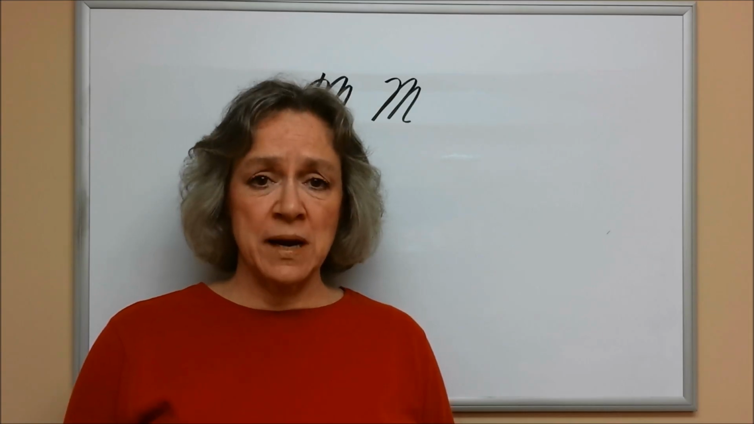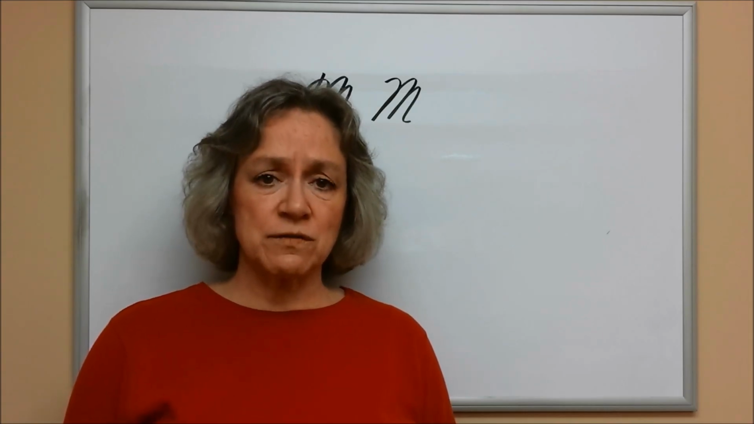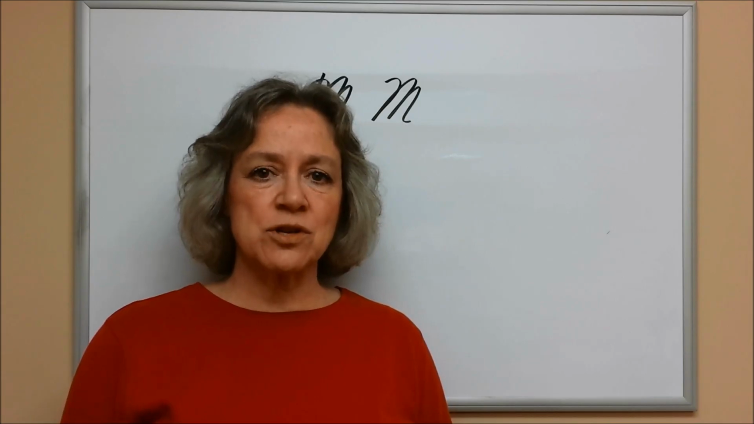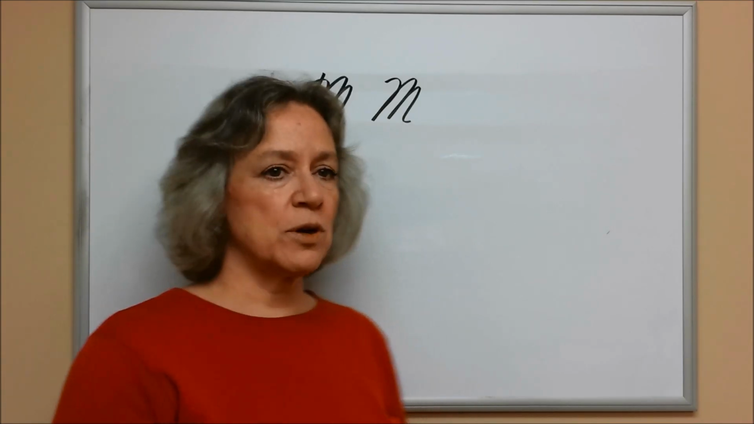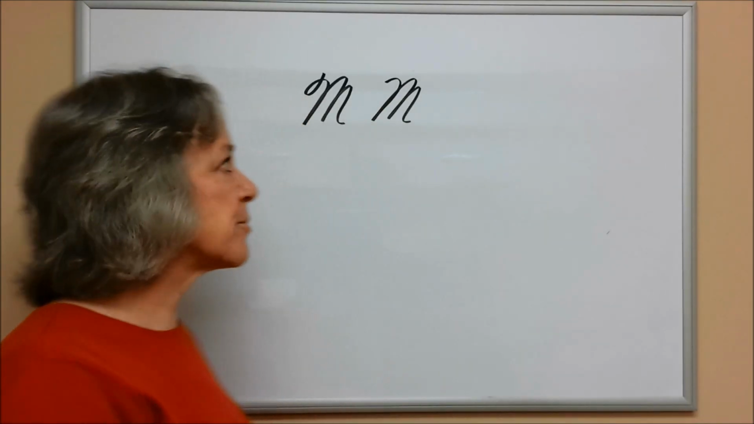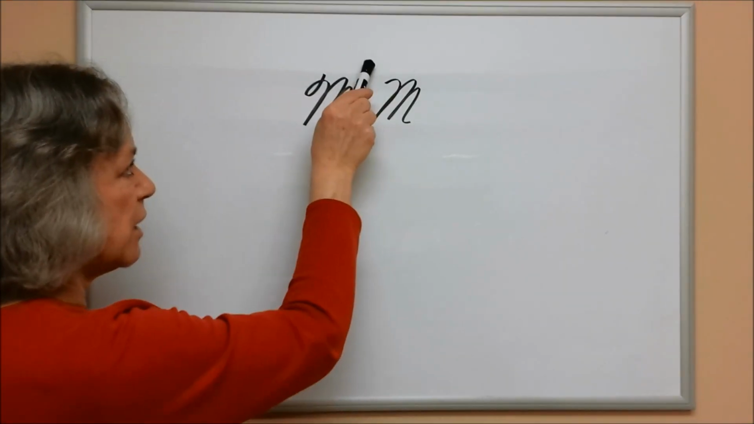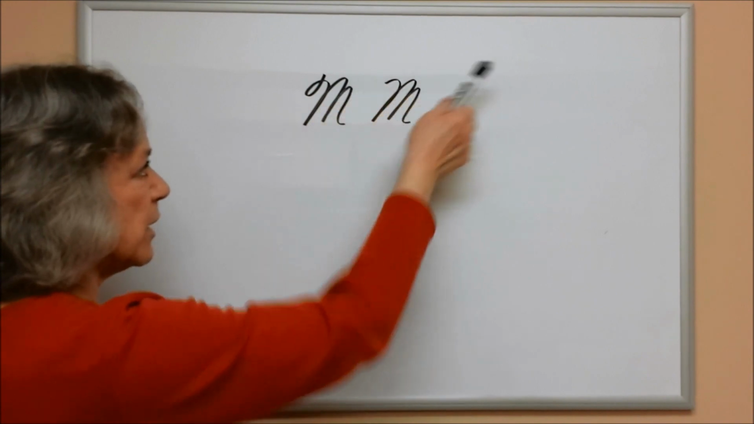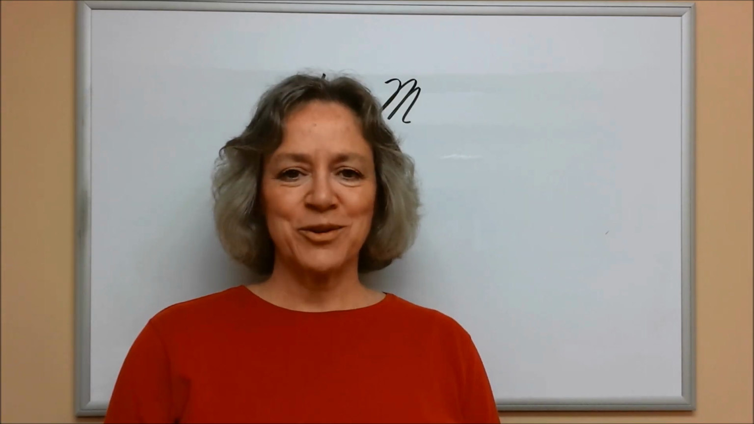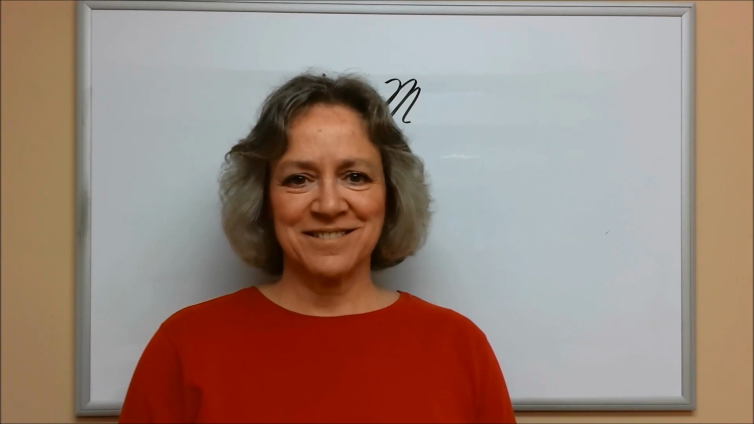The second thing to keep in mind is that when we write cursive letters, we slant our letters to the right. So if you look at these letters, they're both slanted to the right, from the bottom left to the top right. Okay, we slant it this way. Okay, let's get started.